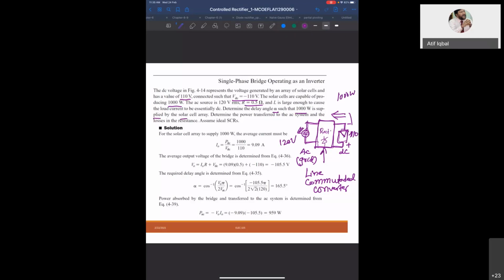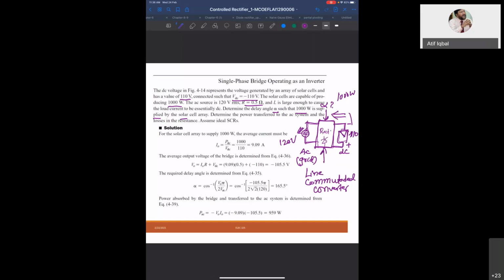So what should be the angle of this rectifier, this angle alpha, so that it pumps power from the DC source, that is the solar panel, to the grid side. Determine the power transferred to the AC side and the losses in the resistance. So assume ideal SCR. Okay. So this is a very important example from your exam point of view also.